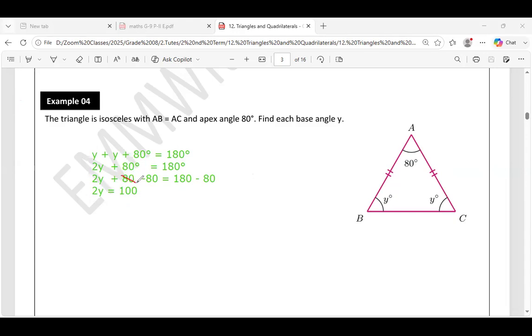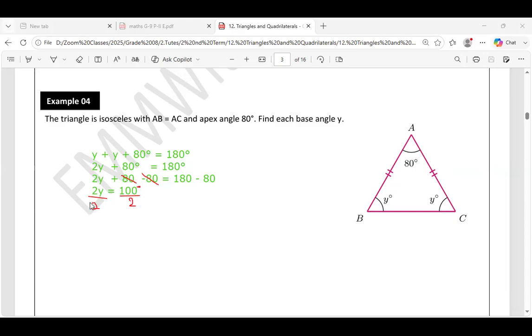Because you are cancelling out this positive 80 and negative 80, they cancel out. So your answer will be 2y equals 100 degrees. So the final answer, you are going to divide both sides by 2. You are going to divide both sides by 2.